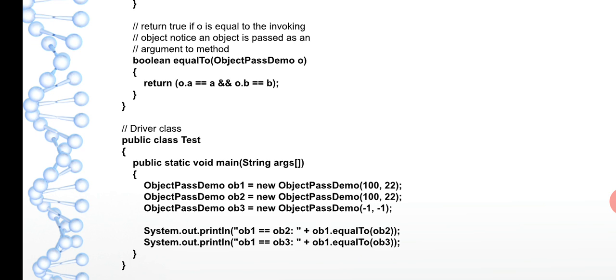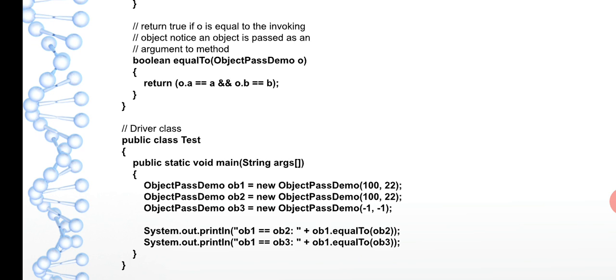Because you are calling the equals method using the OB1 object, OB1 object will have 122. By default, that A and B will have 122. So it is implicit value passing from the main method to that method which is available inside the class.